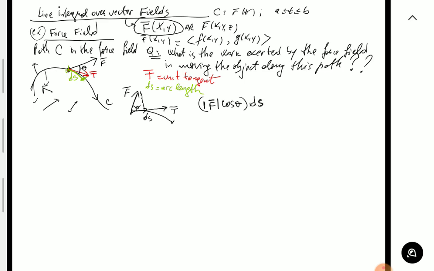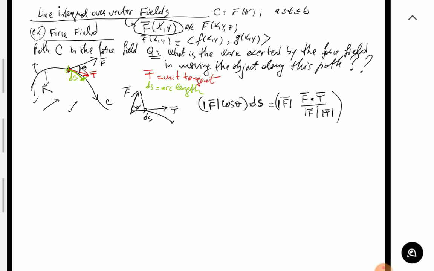Okay, but let's actually recalculate this, or write it, in a different way. Notice that cosine of theta, if you remember the formula for the angle between two vectors, is the dot product between F and the unit tangent, divided by the magnitude of F and the magnitude of the unit tangent.